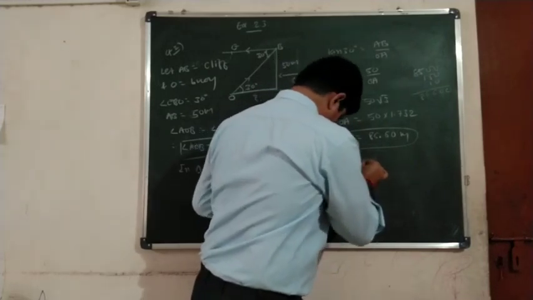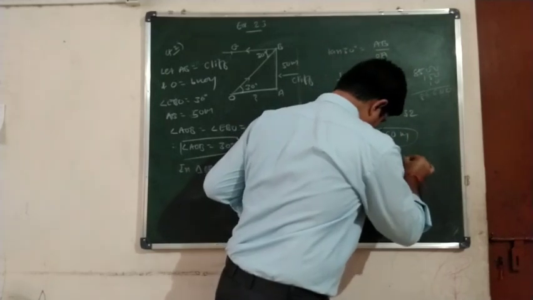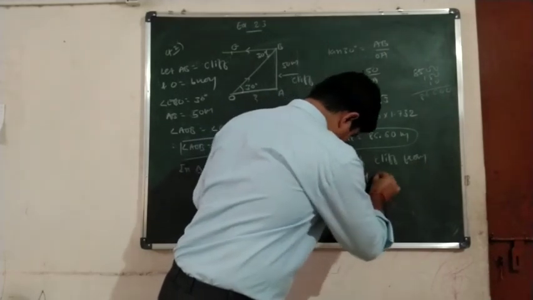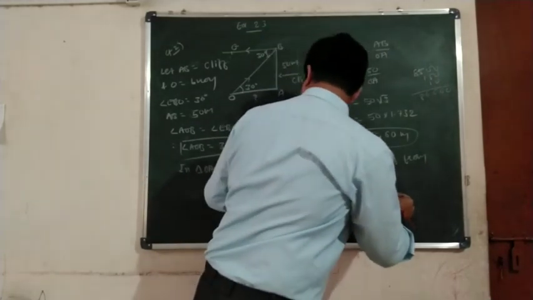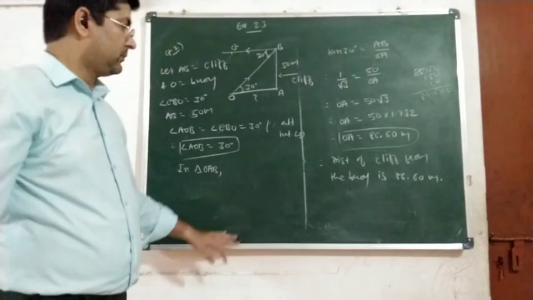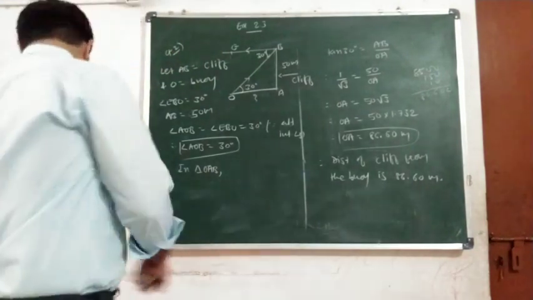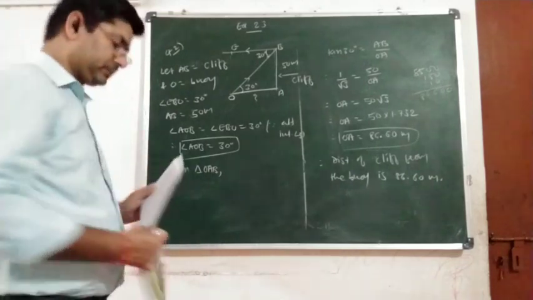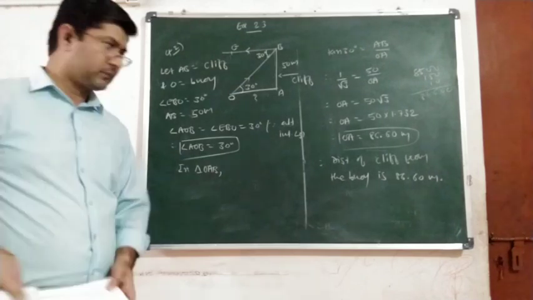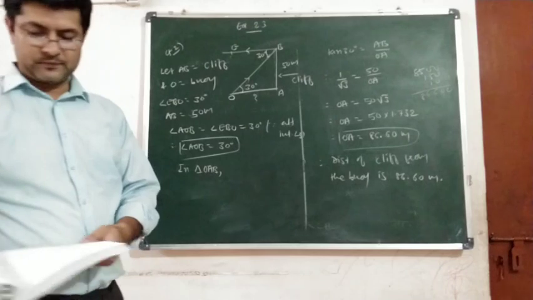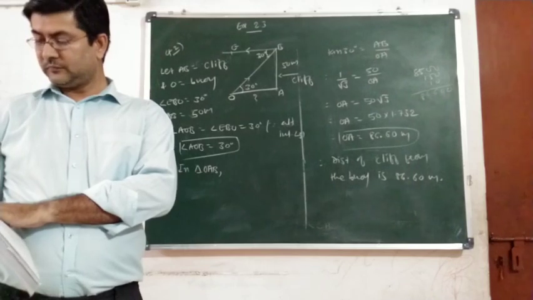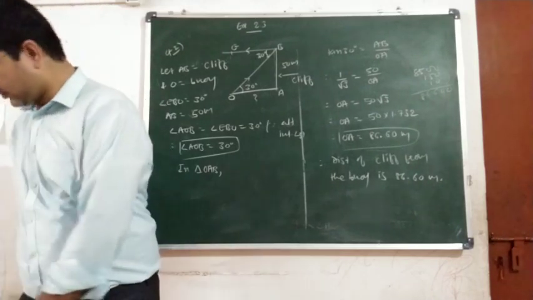the distance of the cliff from the point is 86.60 meters. Please note down. Okay, let us solve the next question.